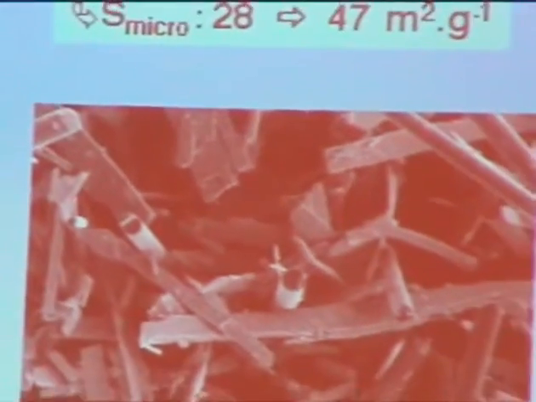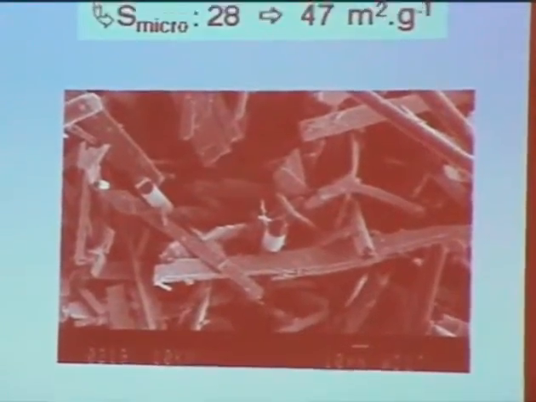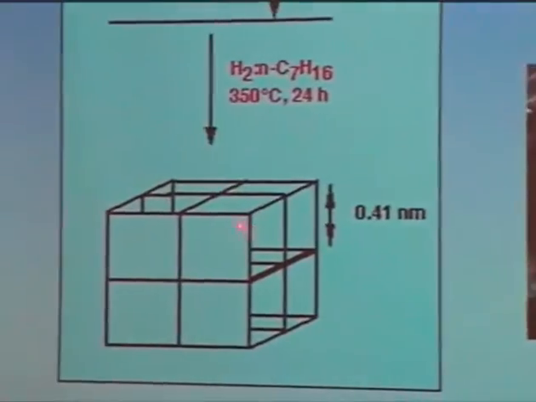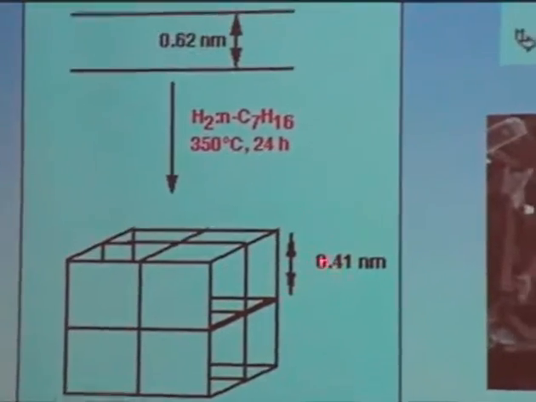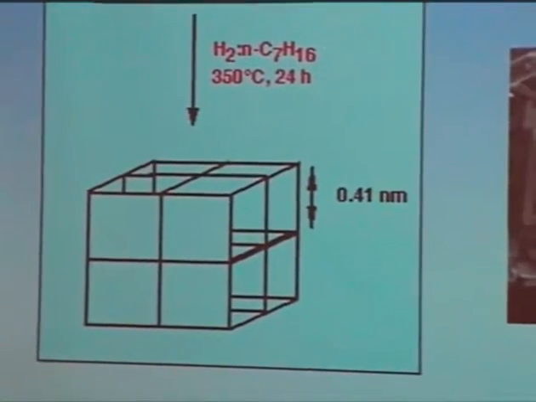You see that we have preserved the shape, so don't worry about these rods. That's the remains of the silica wool that we put on both sides of the reactor. And instead of having now a layered compound, after this long treatment, we arrive at a cubic system, which has a parameter of 0.41 nanometers, or 4.1 angstrom.